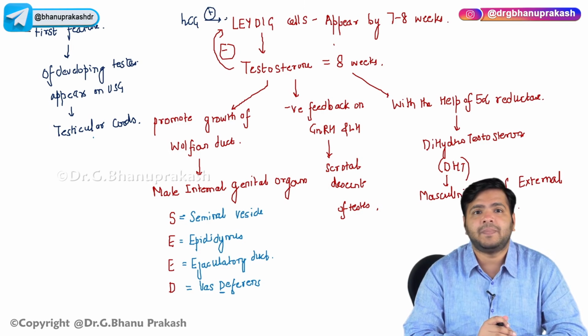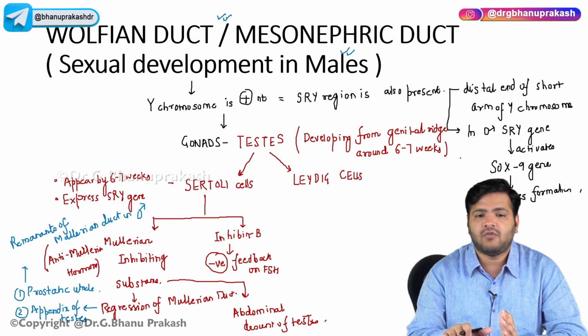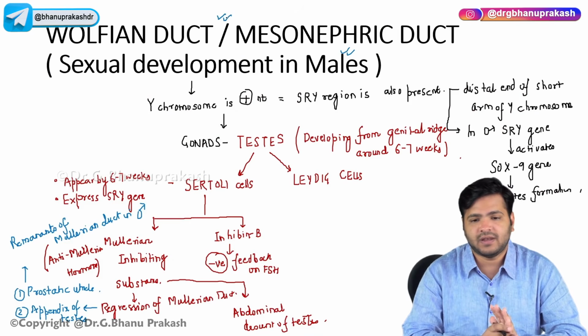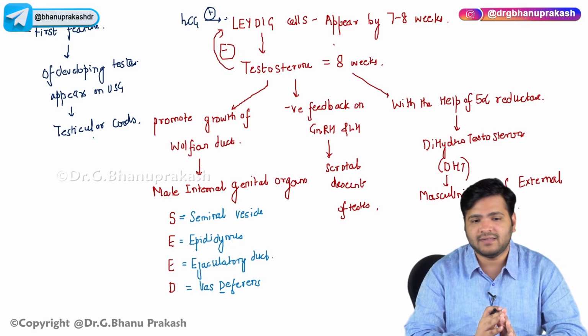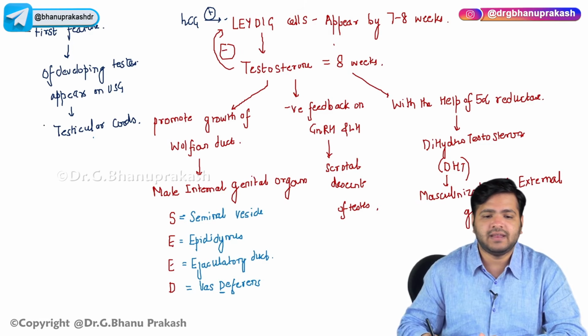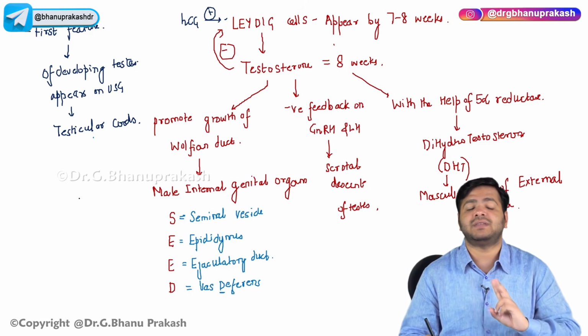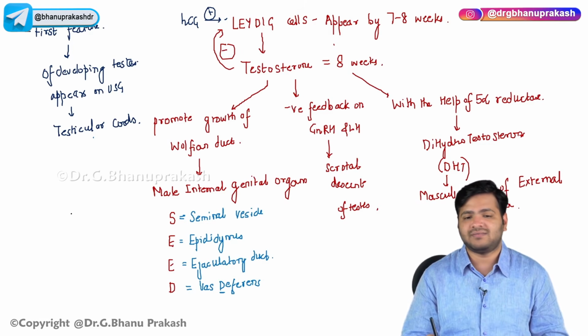And we have already discussed the sexual development now. So if I ask you, in males, the Wolffian duct will give rise to the male internal genital organs, that is, the seminal vesicle, epididymis, ejaculatory duct, and vas deferens.